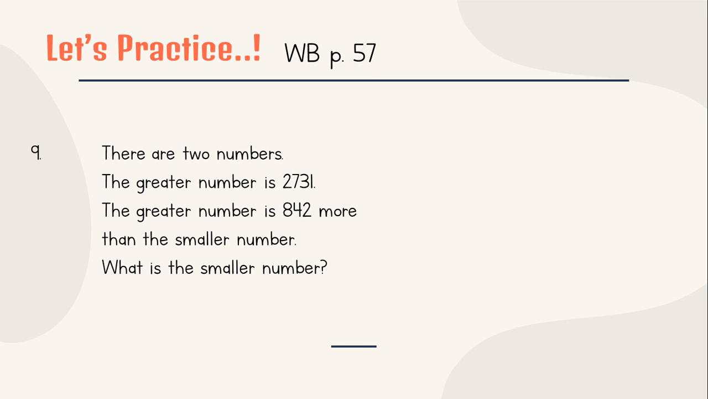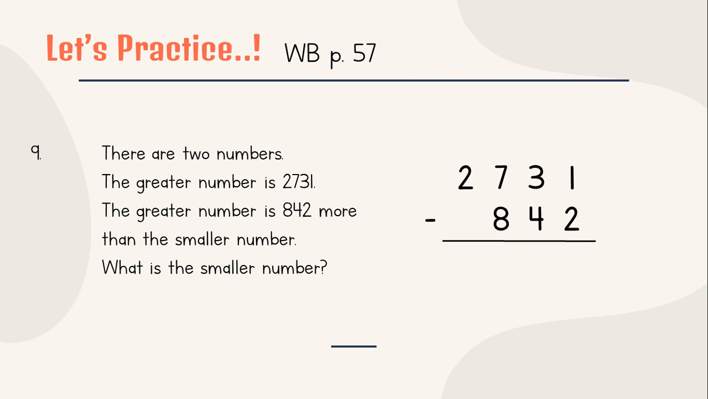Now this one, I want to discuss this one. 57, number 9. There are two numbers. The greater number is 2,731. This number is 842 more than the smaller number. So what is the smaller number? How can we find it? It means that we gotta do minus.